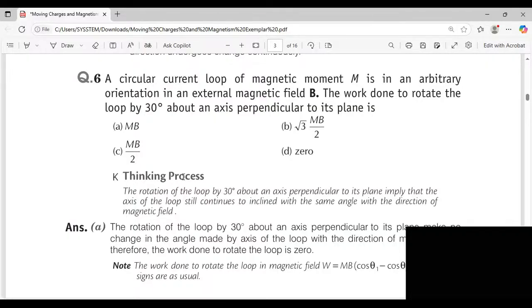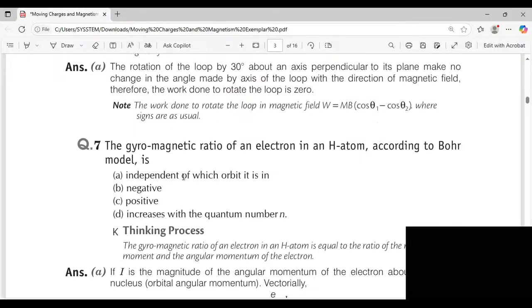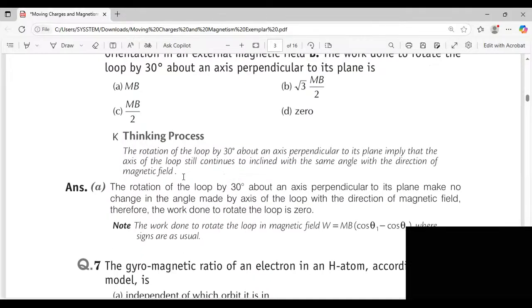Let's see the explanation. A rotation of the loop by 30 degrees about an axis perpendicular to its plane implies that the axis of the loop will continue to incline at the same angle with the direction of the magnetic field.